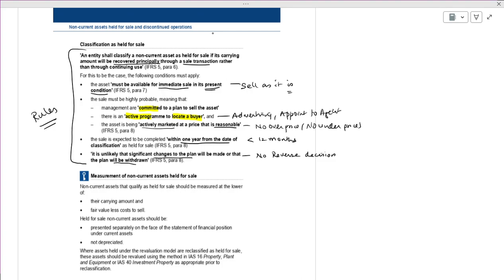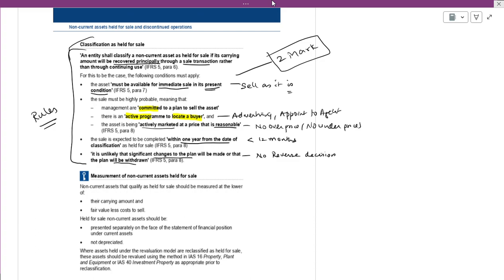Read everyone, read once again, only this, and once it is over, let me know. Everybody read this one. Everyone read classification as held for sale. I am saying this, the rule will be for 2 marks. Once it's done, say yes.